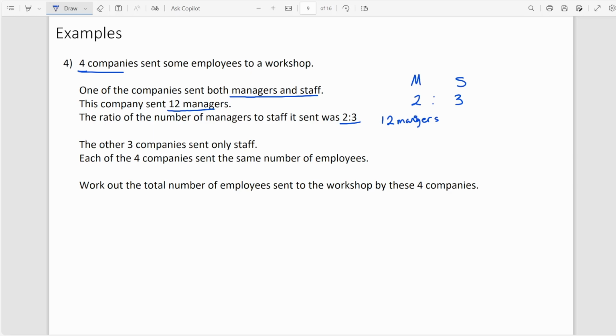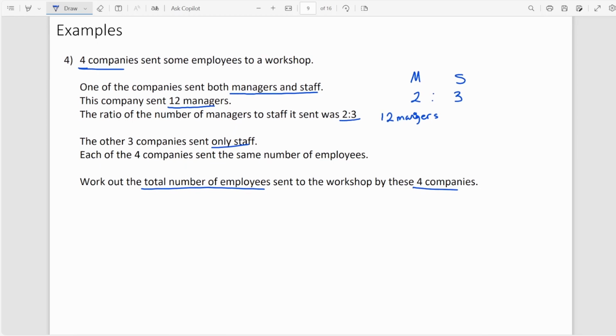There's supposed to be an A here. So this is basically scenario 2, where I know one of the parts. Now the other 3 companies sent only staff. Each of the 4 companies sent the same number of employees. So we know that all 4 companies sent the same number, but the other 3 sent only staff. The first one sent both managers and staff. Work out the total number of employees sent to the workshop by these 4 companies.